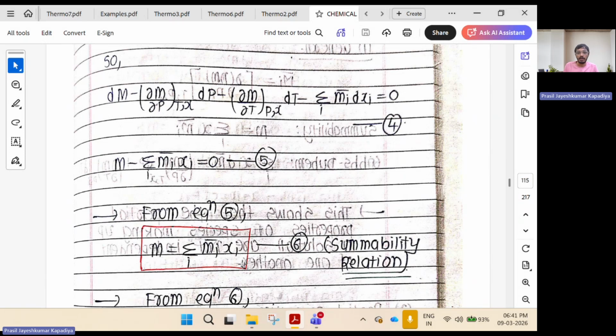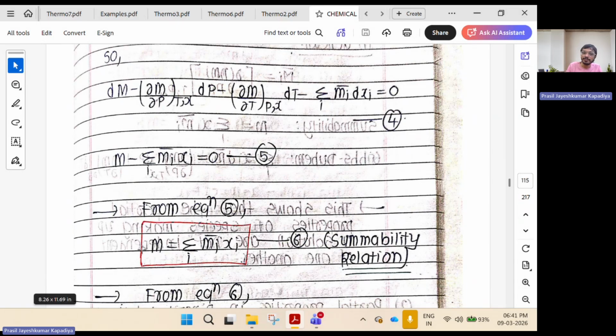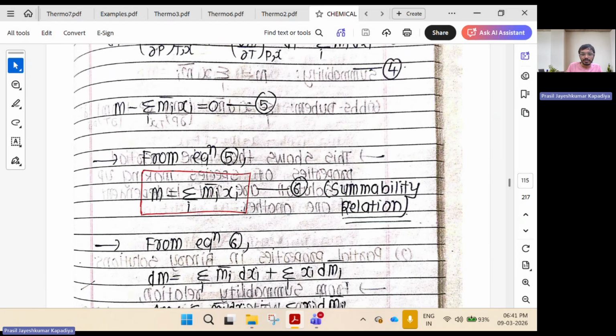When we added 1 mole of water to a very large quantity of water, nothing happened. But when I added 1 mole of water to a large quantity of ethanol, ethanol has some effect. That's why the total volume came out to be different. So this relation is very important, and it is called the summability relation.